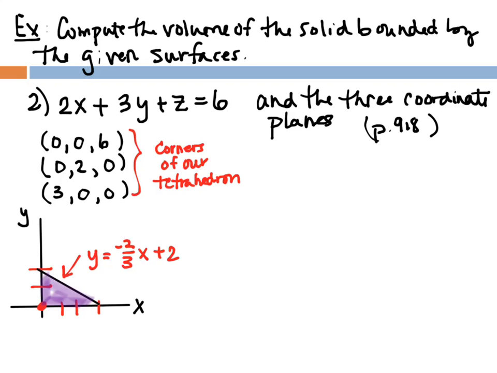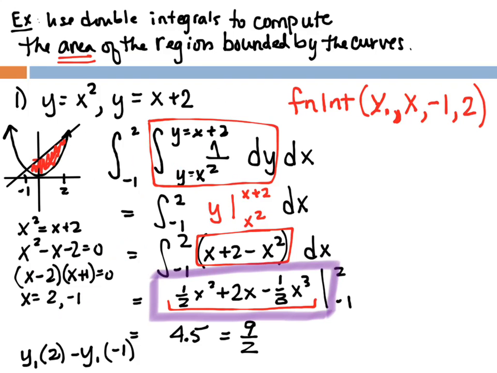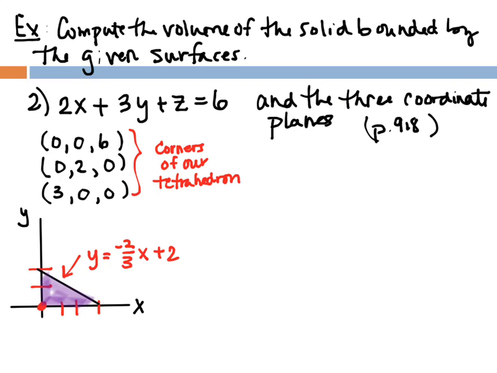Okay, so what we're going to do is basically what we did in this last problem first. We're going to set up the limits of integration. We'll worry about the thing that goes inside the function in a moment. We're just going to set up the limits of integration. So our outside limits of integration, what are my limits on x? 0 to 3. What are my limits on y? 0 to y equals negative 2/3 x plus 2. Perfect.